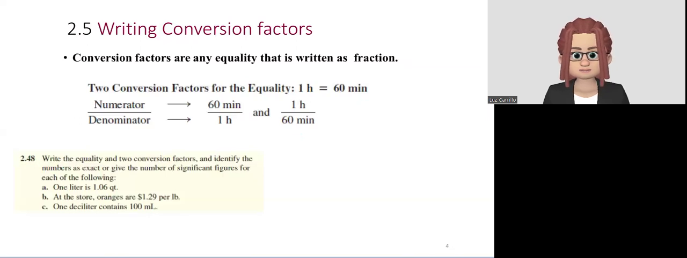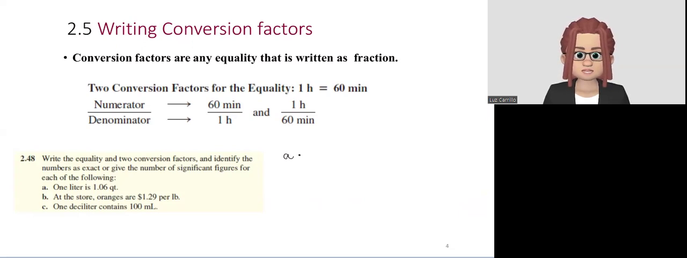To practice how to write equalities and the conversion factors that can be derived from them, we are going to do problem 2.48. Out of the instructions that we have there, we are going to focus on writing the equality and the two conversion factors that are derived from it. Let's do letter A together. In letter A, we see 1 liter equals 1.06 quarts.